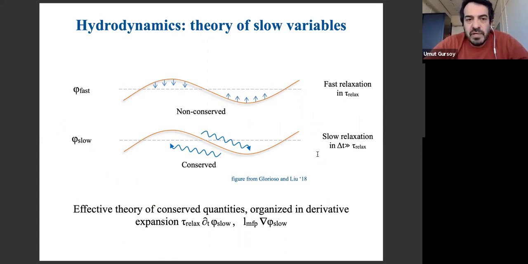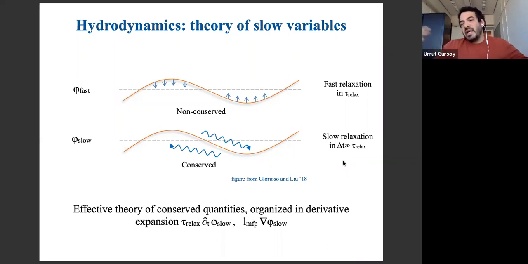In general quantum field theory, you are all familiar with the fact that you can divide the system into fast variables and slow variables. If you make a perturbation to the system around some equilibrium value, the fast variables will relax back in a very short time, tau relax, essentially because they are not conserved, so they can change their magnitudes at a given space-time point. But slow variables do not do that, because slow variables are conserved quantities. They cannot change at a given space-time point. They have to be transported from one point to the other. This takes some time, and because of that, they are called slow variables.